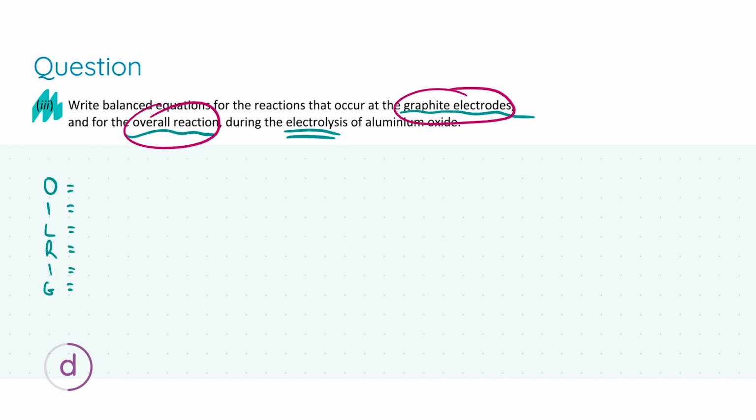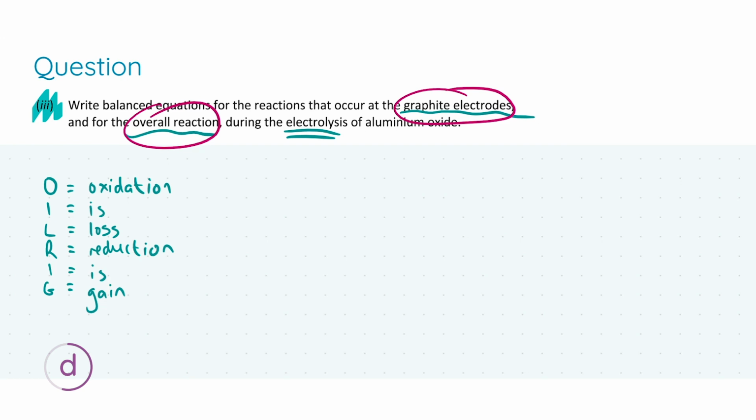Now, writing down OIL RIG, I'm going to go through each part of the acronym. O stands for oxidation, I stands for is, and L stands for loss. R stands for reduction, I stands for is, G stands for gain. What this basically means is that oxidation is loss, or the loss of electrons, and reduction is the gain of electrons. Using OIL RIG, we can now correctly approach the graphite electrodes from an anode and a cathode perspective and correctly write down the chemical formulas that we need for the reduction and oxidation of the aluminium oxide at each electrode.